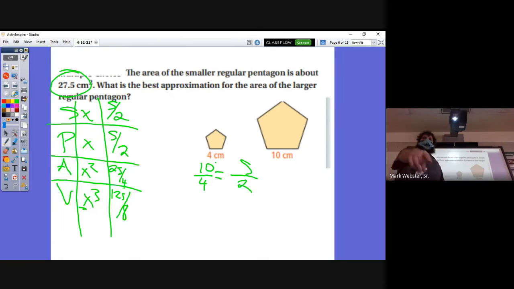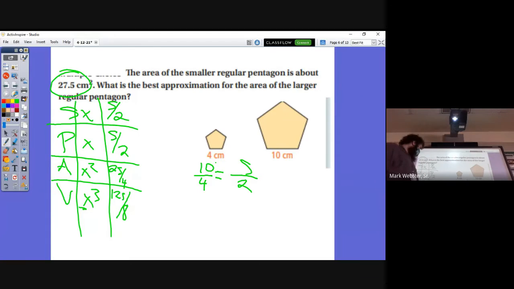For those of you here that can't see the chat, the question was, where did 5/2 come from? First of all, we're working from the small area here, and we want to find the big area. So of these two numbers, the bigger one goes on top. So 10 goes on top, 4 goes on bottom, and then it's just 10 over 4. Let's simplify it. 10 and 4 both have a factor of 2. We divide the top and the bottom by 2, we get 5 over 2.